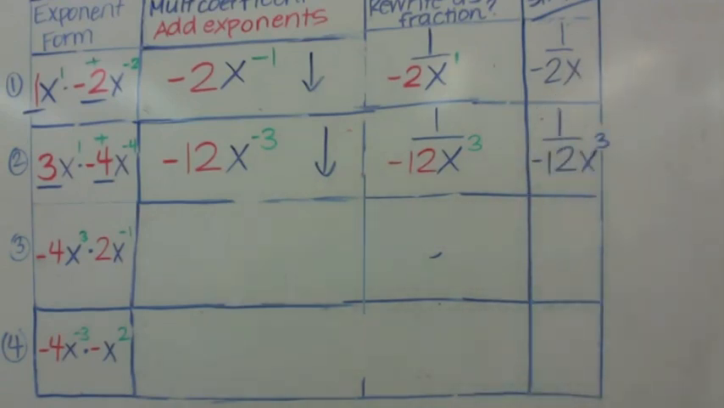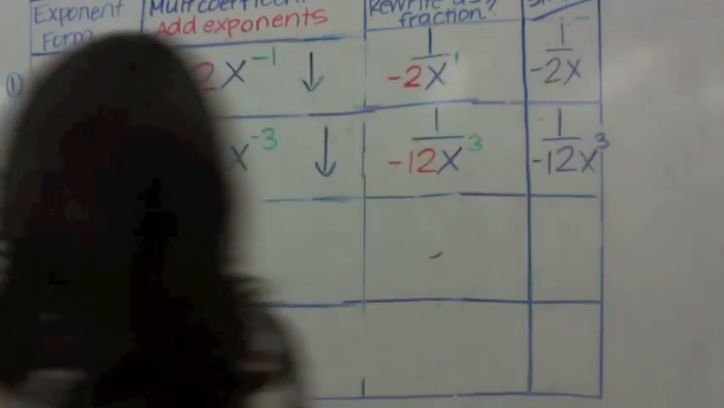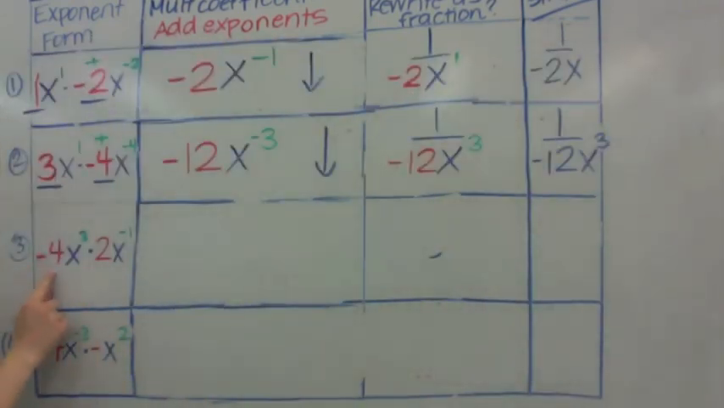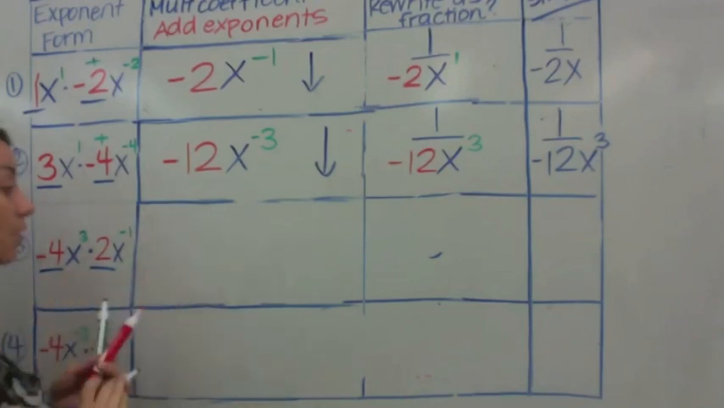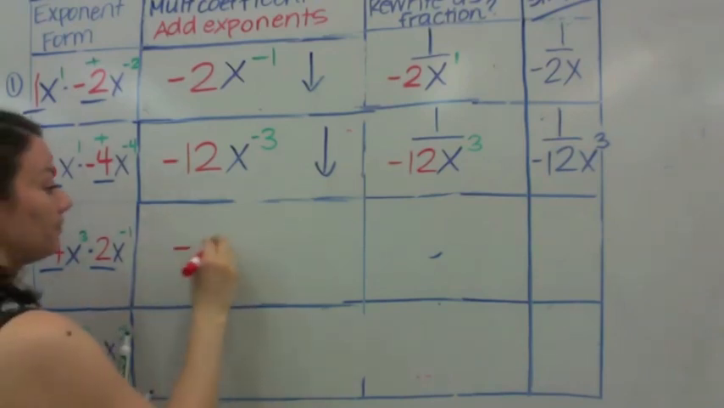All right, let's do 2 more. Read this with me: negative 4x cubed. Read it again. Negative 4x cubed times 2x to the power of negative 1. Let's multiply the coefficients. What do you do first? Multiply coefficients, the red numbers. What is negative 4 times 2? Negative 4 times 2 is negative 8.